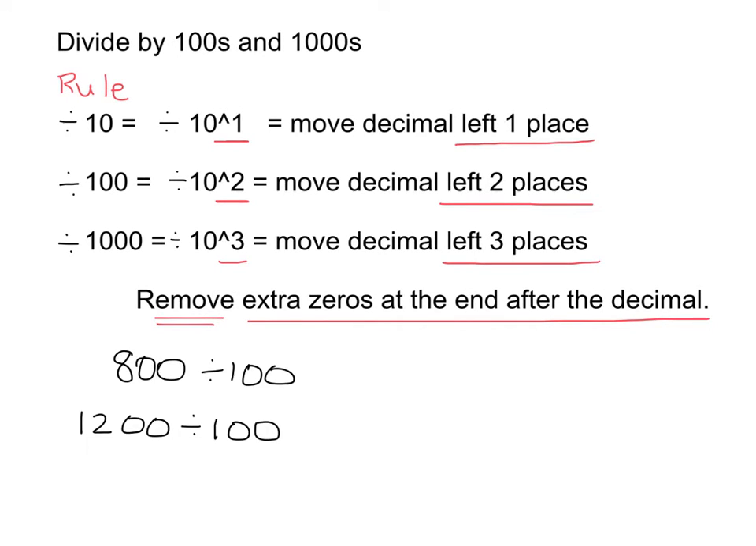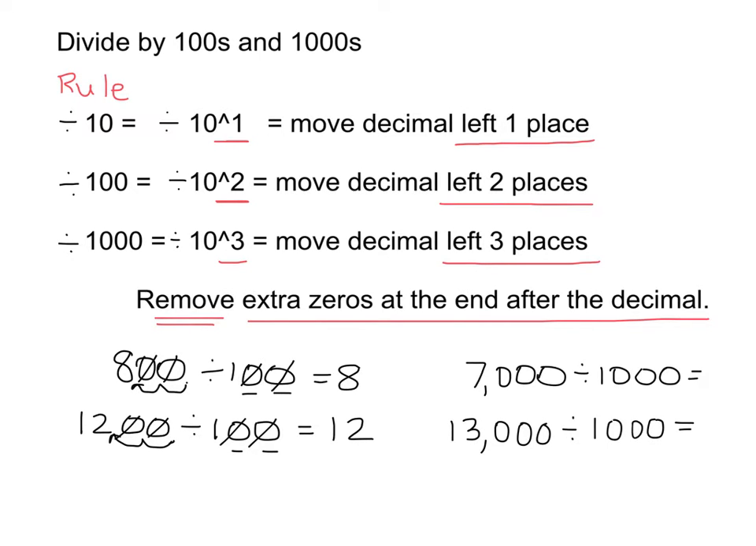So in my number 800, the decimal's at the end. Because I'm dividing by 2 powers of 10, I go left 2. My answer's 8. Or if you'll remember before, knocking off 1 zero, or in this case, we can knock 2 zeros off the end of each number. In 1200, the decimal's at the end. I have 2 powers of 10, so left 2. Or knocking off 2 zeros off of each number gives me 12.